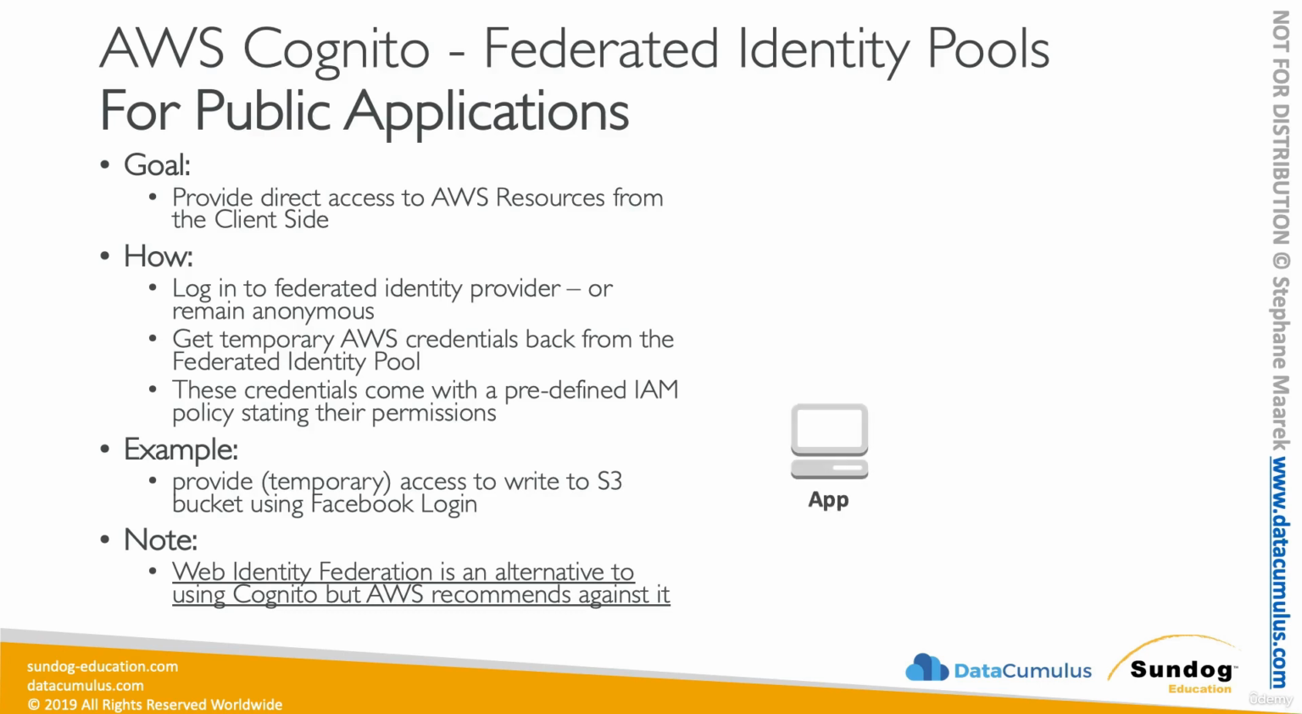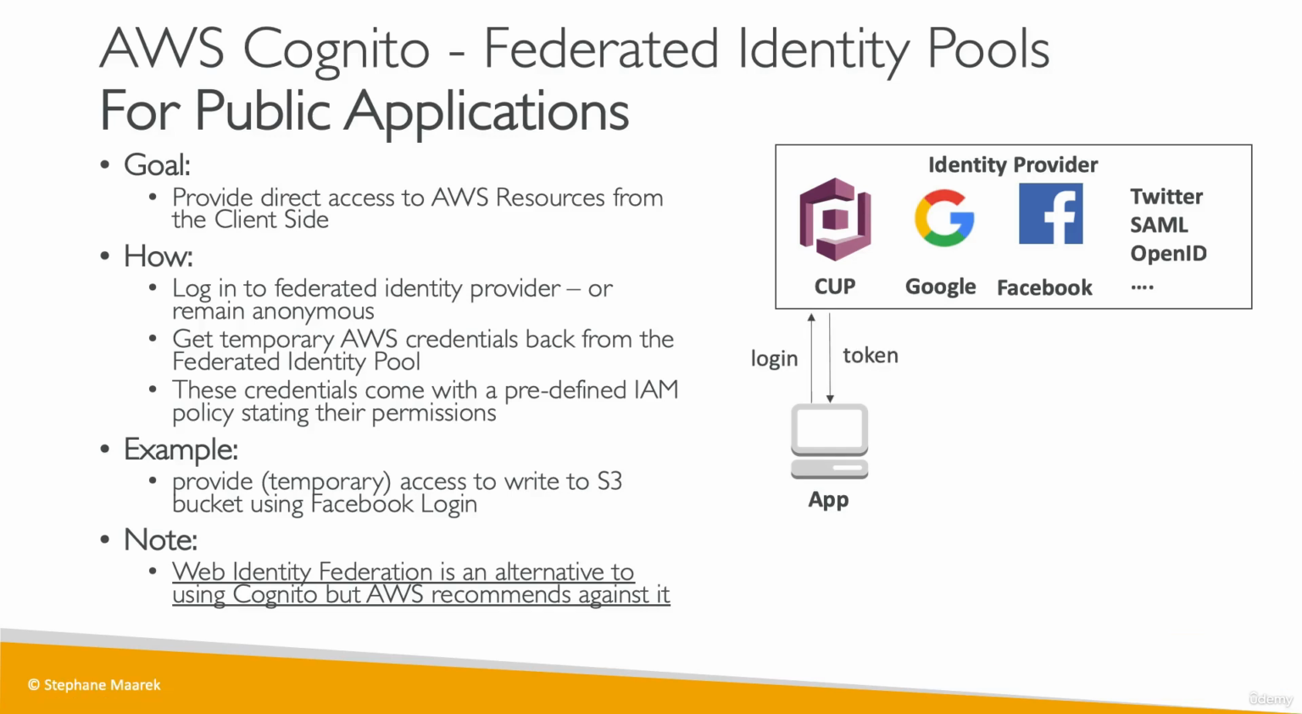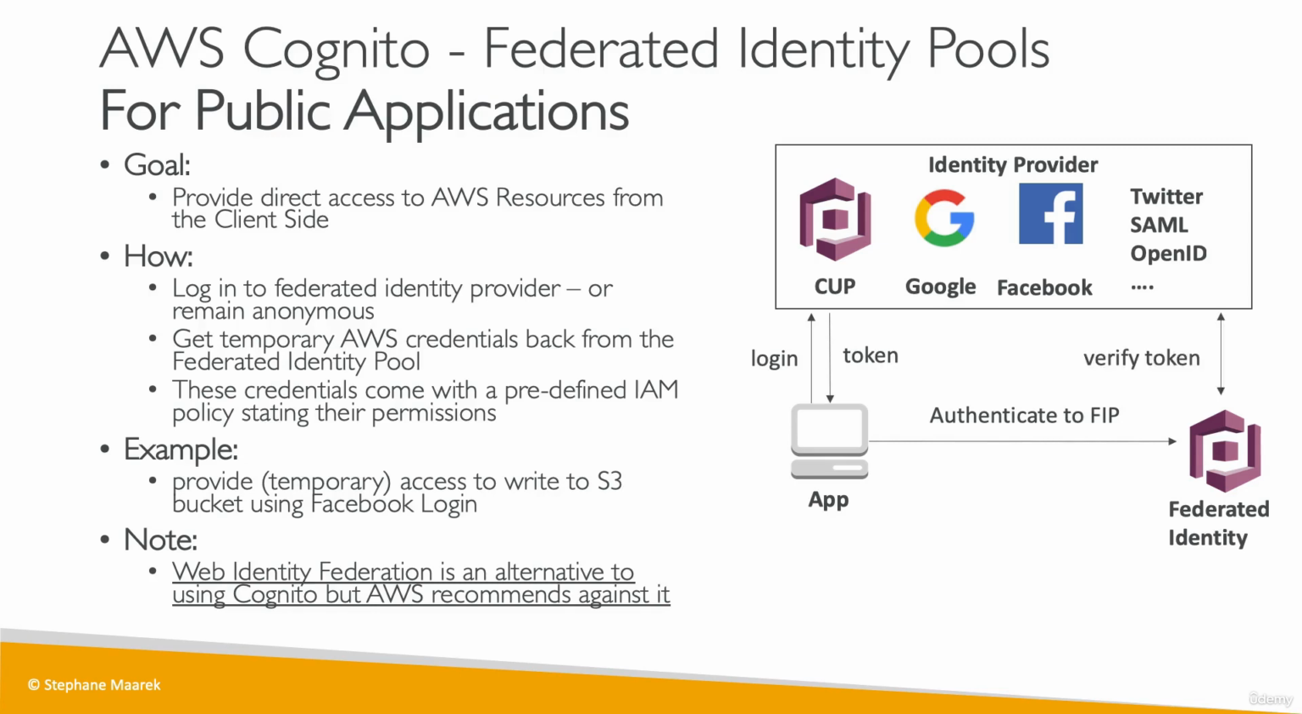Now, concretely, how does that work? We have our app, and our app is directly connected to our identity provider. It could be Cognito User Pool, Google, Facebook, Twitter, SAML, OpenID, whatever you want, right? But it's an app. It's out in the wild, it's public. So our app logs in to our identity provider and gets a token back from it. Then the app will talk to the federated identity provider in Cognito and will basically trade in that token that will be verified by the identity provider. And then the identity provider will get credentials from STS.